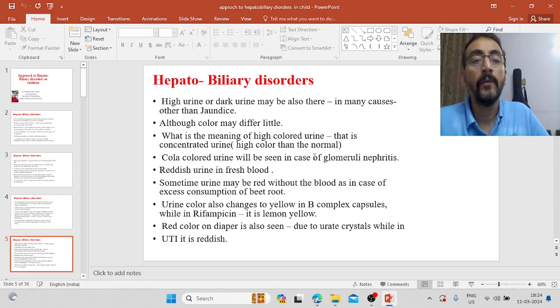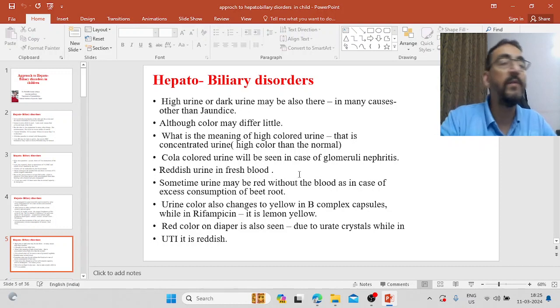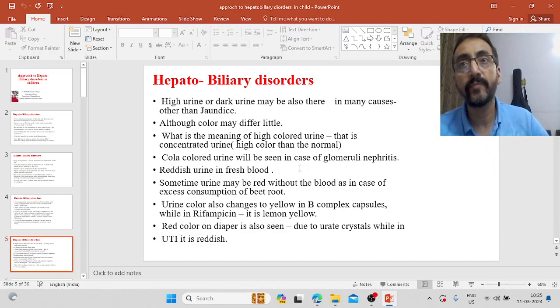Now, what is the meaning of high color of the urine? High color means concentrated urine. The color is higher than normal, therefore it is called high color urine. Now, sometimes a cola color urine will be seen. That can sometimes be confused with high color urine, which is more concentrated urine.